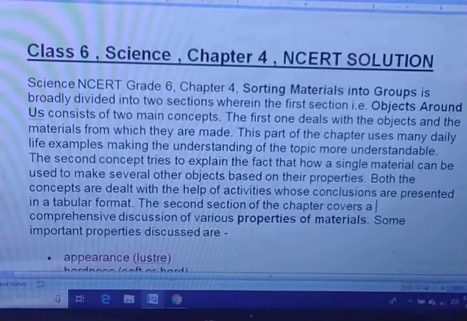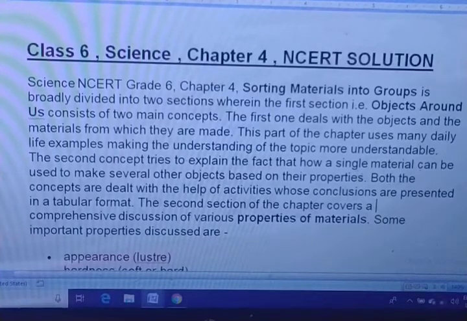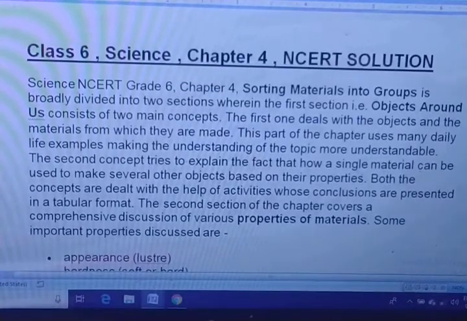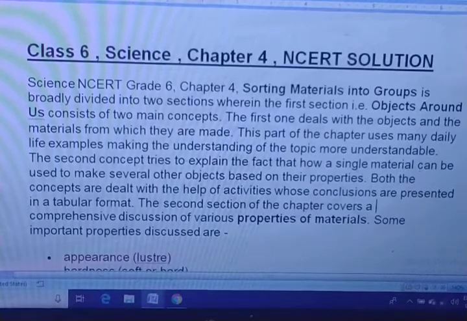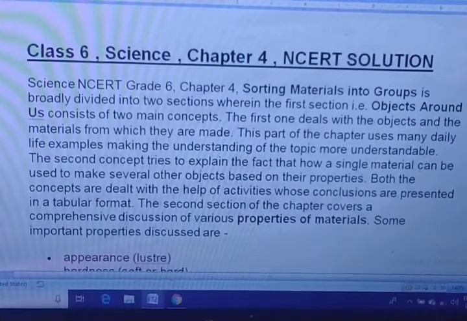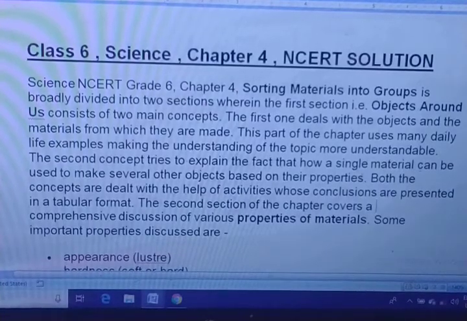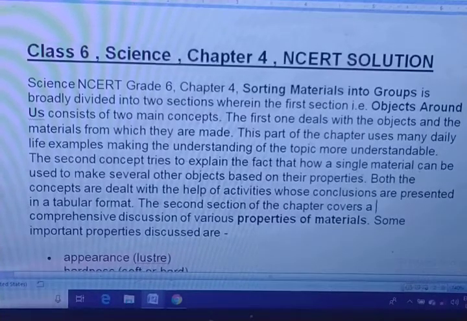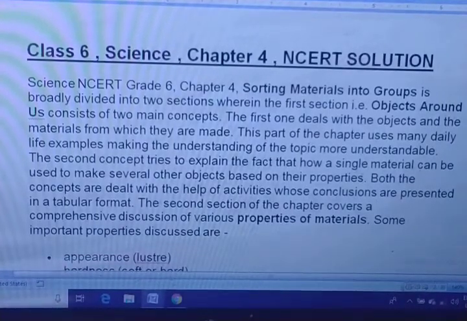Today we are going to discuss the question answers of chapter number 4, NCERT class 6 science, NCERT solutions. First of all, I just want to inform you that the question answers videos of chapter number 1, chapter number 2 and chapter number 3, all the 3 chapters, I had already uploaded. Now the rest 3 chapters, chapter number 4, chapter number 5 and chapter number 6 question answers we will upload. So one by one you can just check each and every chapter's question answers.